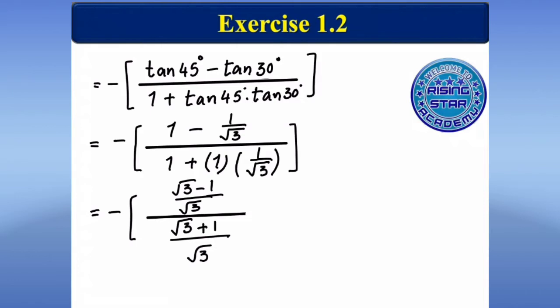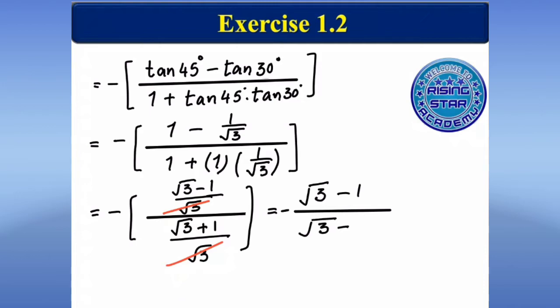Now we will further simplify. But before that, we will cancel out the denominators. Now I have only numerator values. That is square root of 3 minus 1 over square root 3 plus 1.